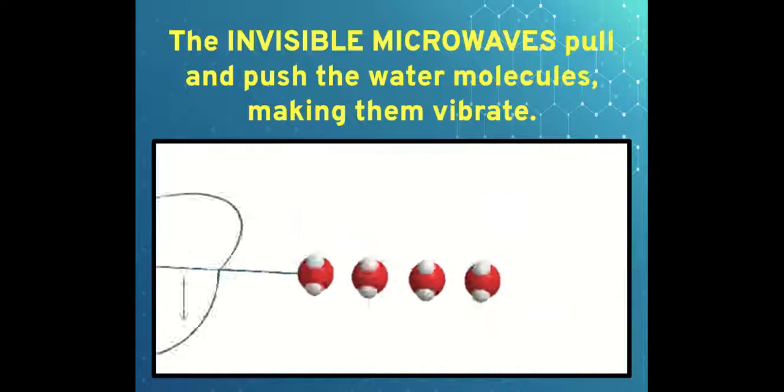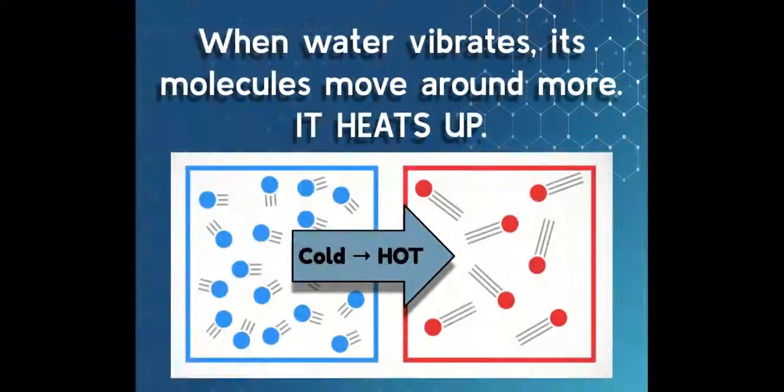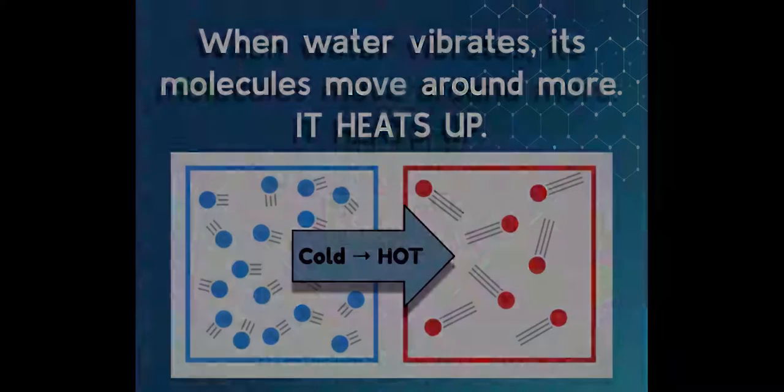Now, if we remember back when we learned about heat, when something heats up or vibrates, like here, the water, its molecules are going to move around more. And so on the right, you can see those circles bouncing around. Those are representing water molecules that have a lot of energy and they're moving around. And when that happens, that means that the water is actually heating up.